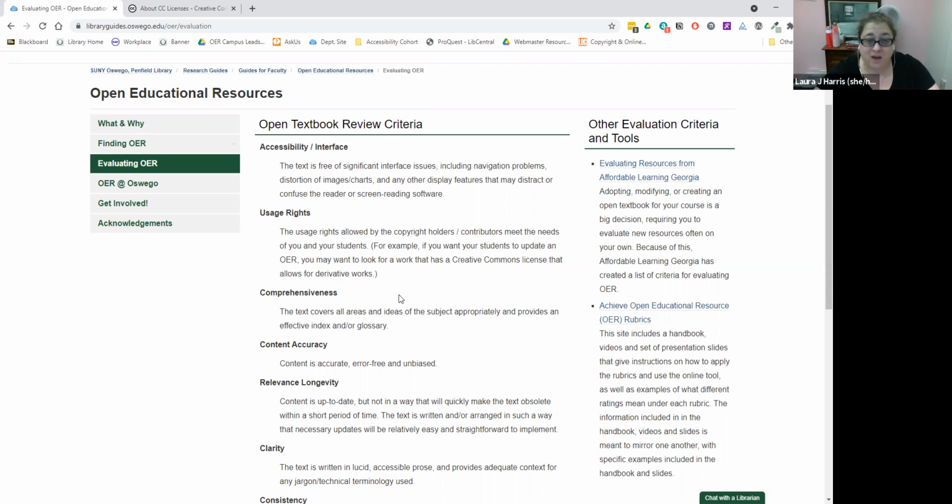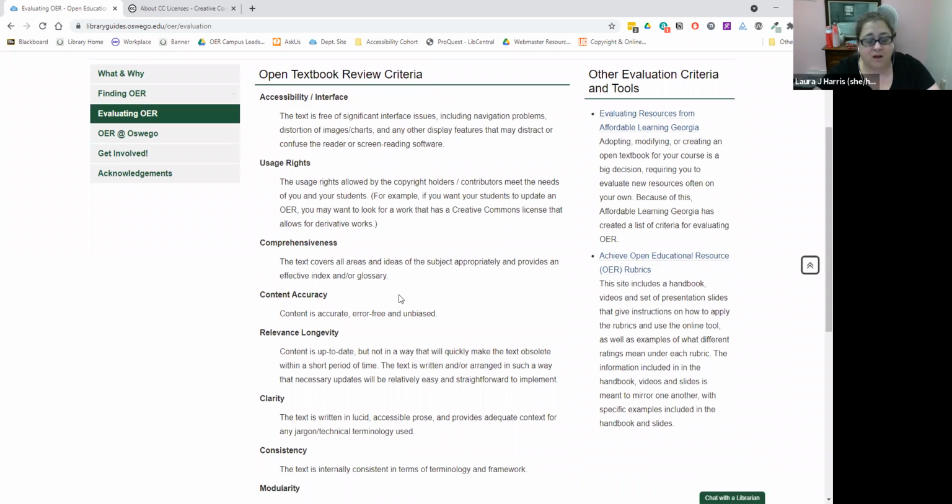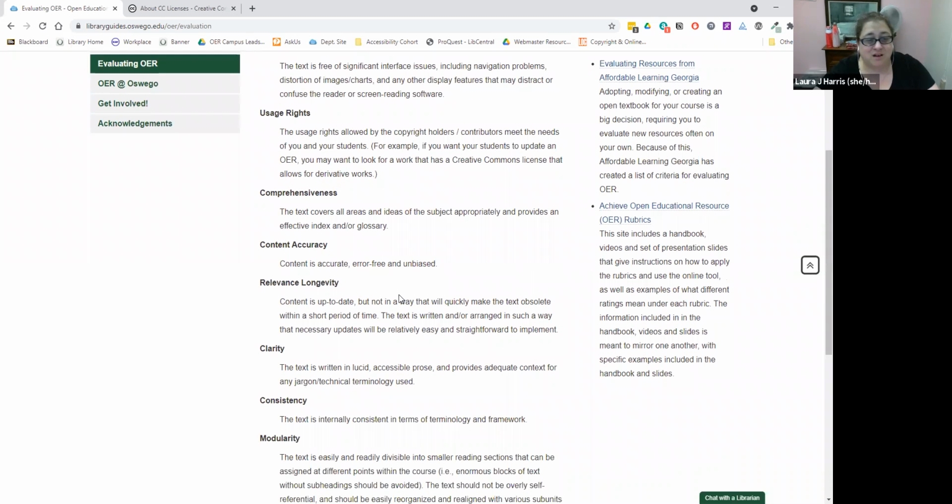Usage rights may or may not be important. If you just want to use something that is already created, then you probably don't need to worry too much about whether you can make derivative works or not. However, if it is something that you think you might want to remix from a few different sources, then it is important to look at the usage rights. Comprehensiveness, content accuracy, relevance, all of those sorts of things are going to be related to your subject expertise, and you will be able to determine that.